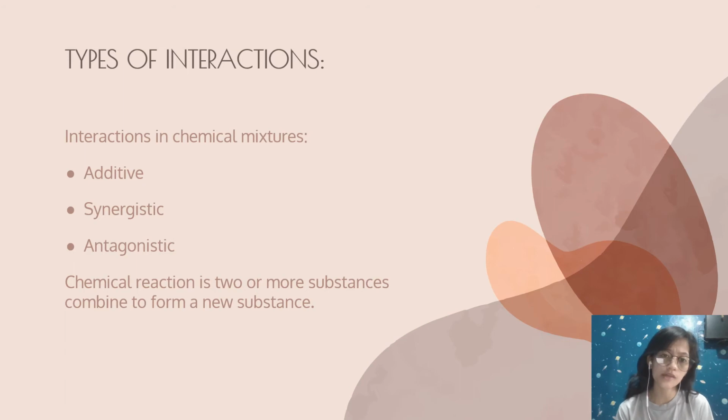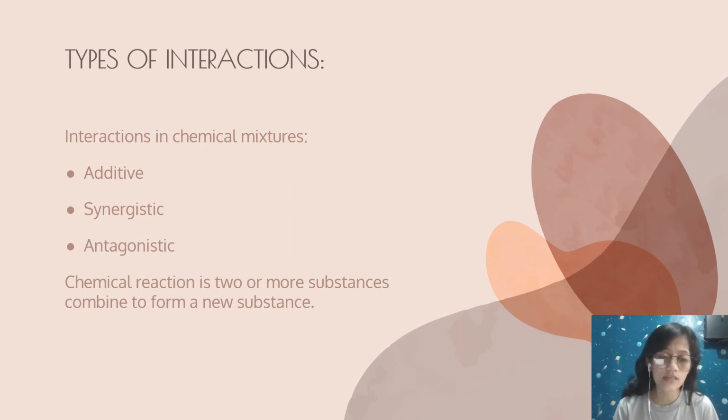So there are three types of interaction, namely the additive, synergistic, and the antagonistic. So first, let us discuss the additive. Additive is the sum of the effects of chemicals involved in the reaction. For example, when you drink acetaminophen plus aspirin together, the pain will be gone. It's just from the word additive, you add acetaminophen plus aspirin for better results.